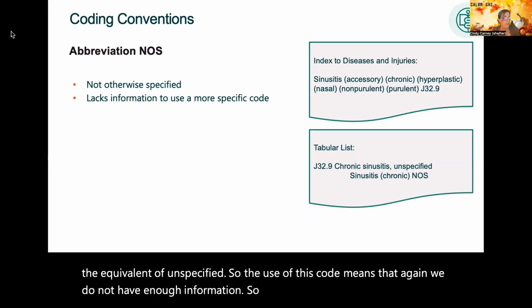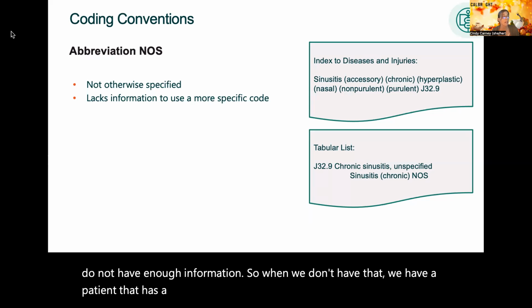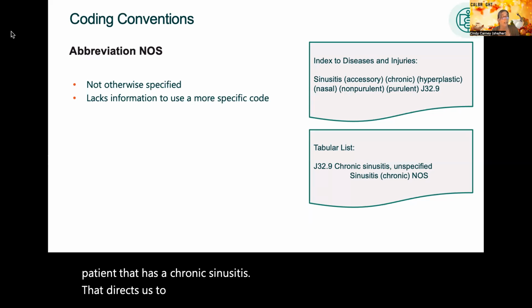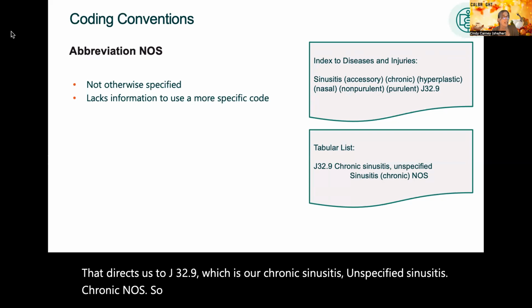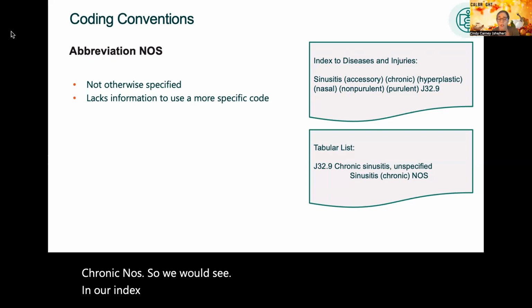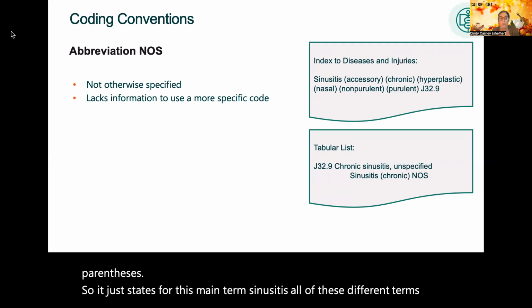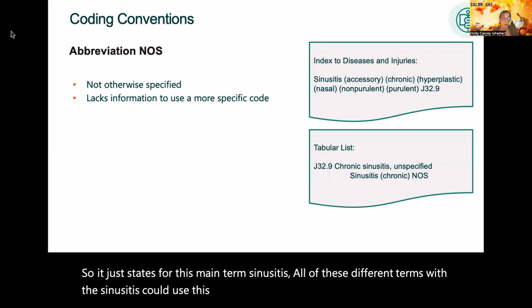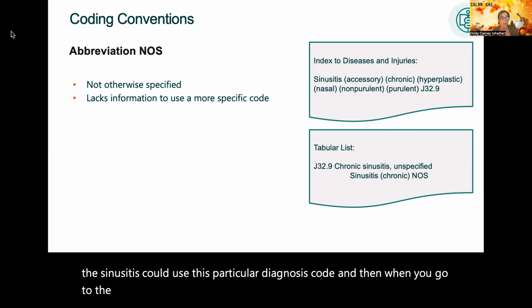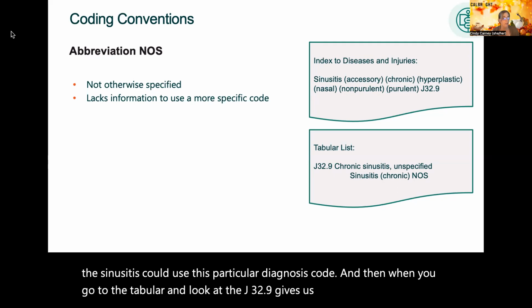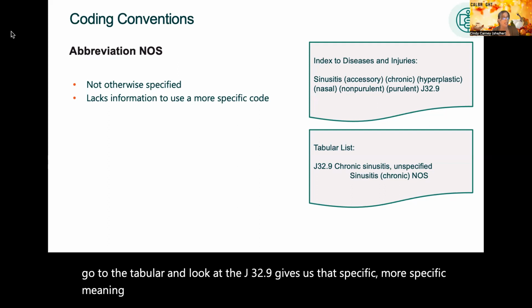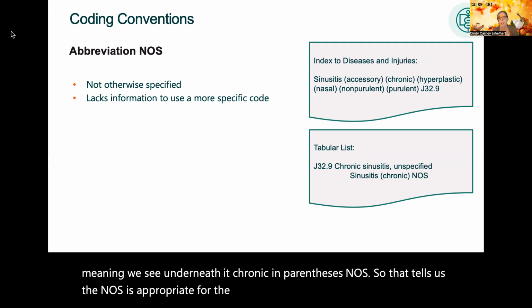So when we have a patient that has chronic sinusitis, that directs us to J32.9, which is chronic sinusitis, unspecified, sinusitis chronic NOS. We would see in our index it is a non-essential modifier because it is in parentheses. It just states that for this main term sinusitis, all of these different terms could use this particular diagnosis code. Then when you go to the tabular and look at J32.9, it gives us more specific meaning. We see underneath it, chronic, in parentheses, NOS. That tells us the NOS is appropriate for J32.9.